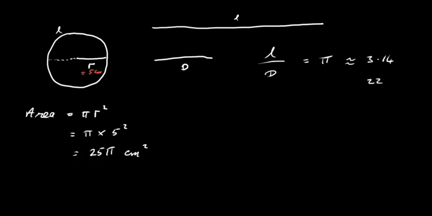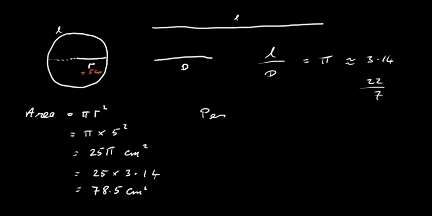Some people use 22/7. There are various numbers you can use, but let's take pi as 3.14. That would be 25 multiplied by 3.14. So that's, let me just do that quickly, 25 times 3.14. That gives you 78.5. So it would be 78.5 centimeters squared. That's the area of this circle.